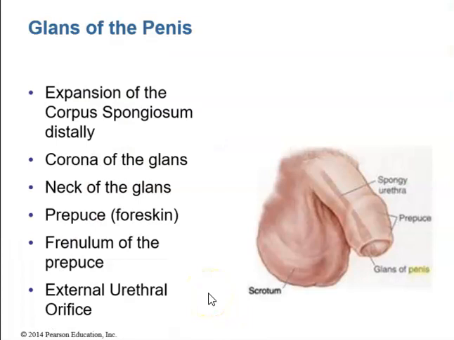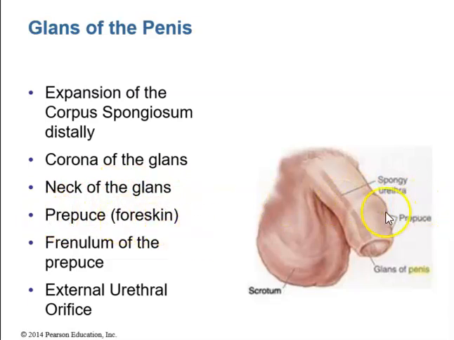Now, the glans of the penis is just an expansion of the corpus spongiosum distally. You have the corona of the glans, which is sort of the lip of the glans penis, and then you have the neck of the glans.